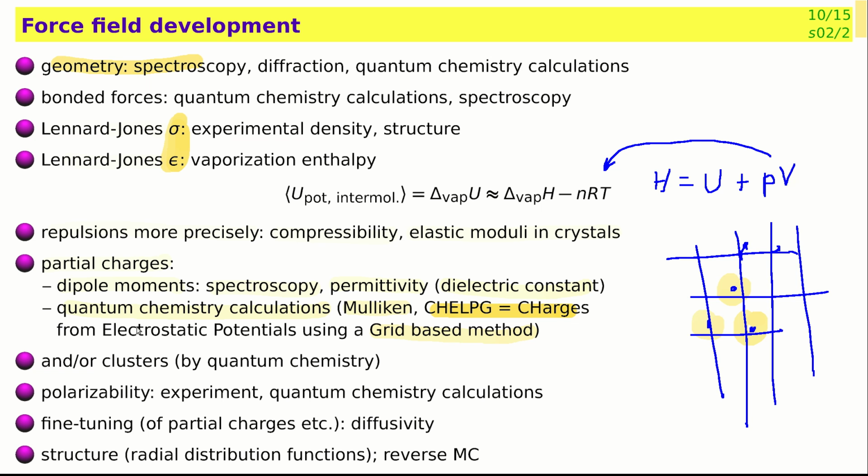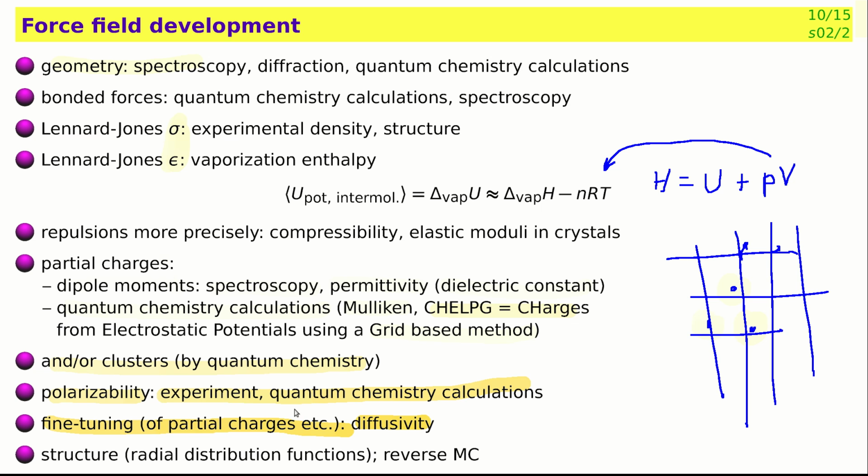In the process of development of force fields, we also use clusters which are calculated by quantum chemistry. That is, we observe the geometry of clusters, their interaction energy, perhaps vibrational frequencies, and so on. For example, for a water dimer. Polarizability, which is needed in a more sophisticated type of force field, is taken either from experiment or from quantum chemistry calculations. Fine-tuning of several terms or their relations can be obtained by diffusivity.